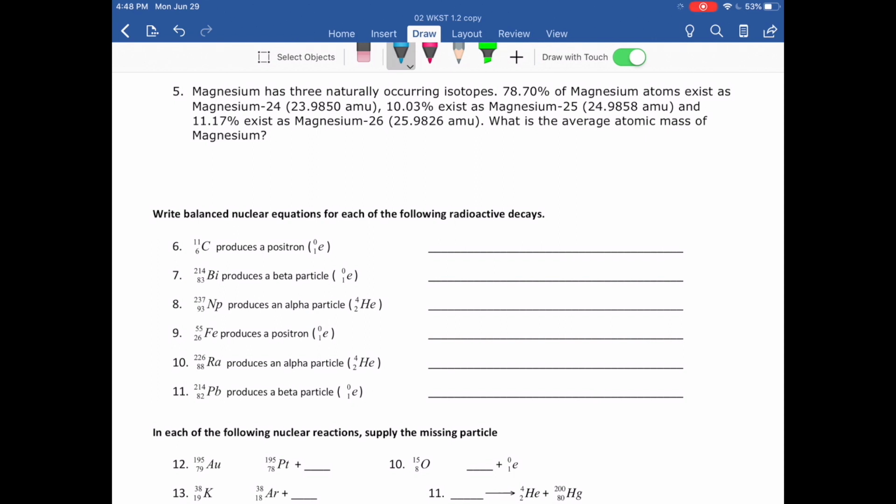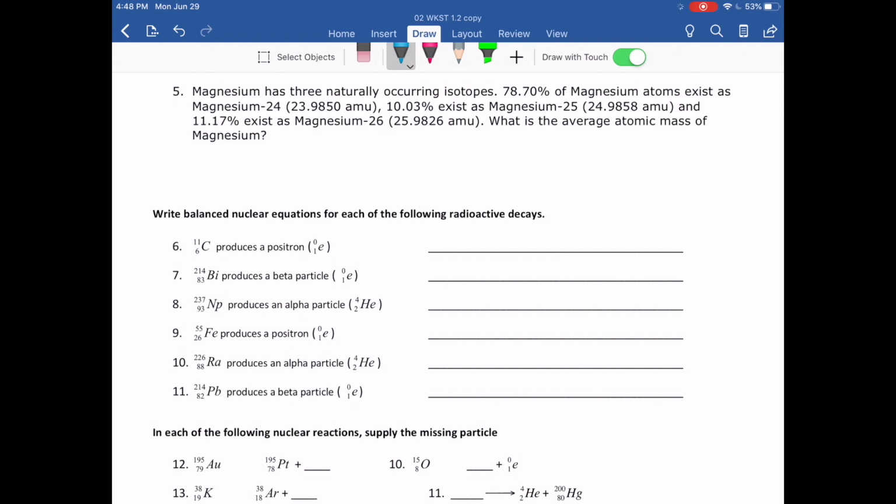78.70% of magnesium atoms exist as magnesium-24 with its mass. 10% exists as magnesium-25 with its mass, and 11.17% exists as magnesium-26 with its mass. What's the average atomic mass of magnesium? This is the same exact thing we did before. So here we are going to do the same thing.